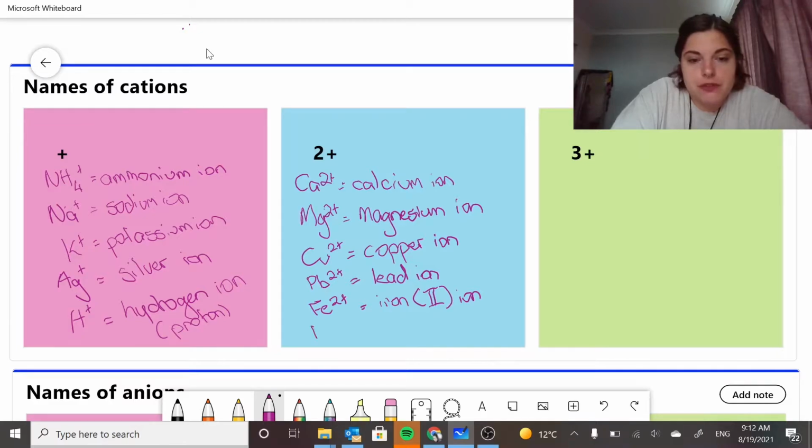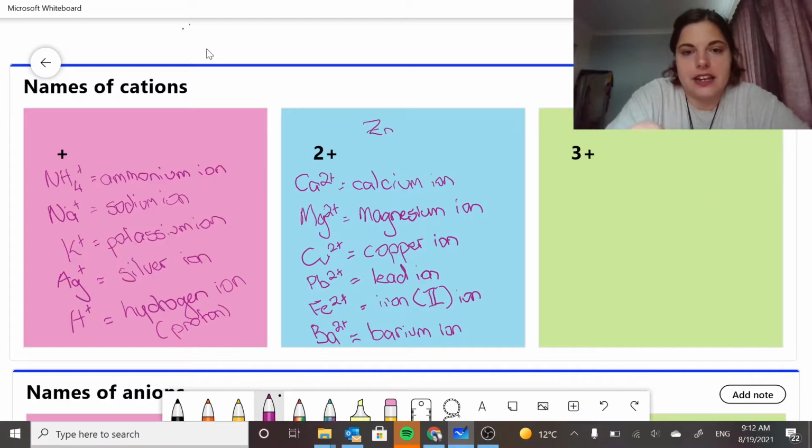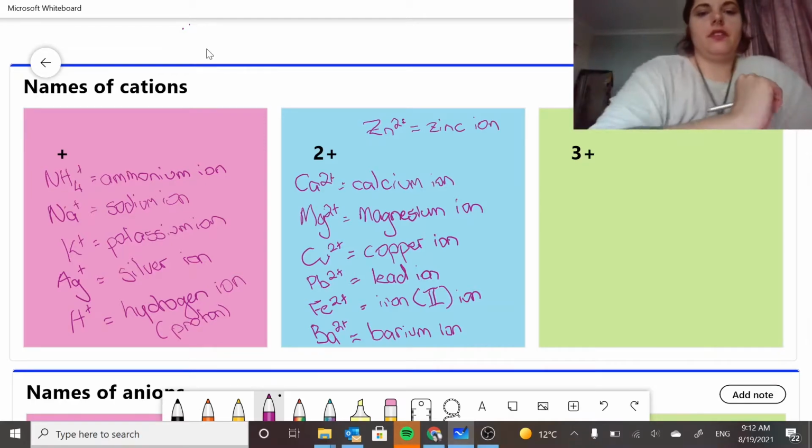So moving on, we've got Ba2+. What do you do with dead bodies? You bury them. So that's your barium ion, and I've sort of run out of space, so we'll go back up the top. We have got Zn2+. And this is your zinc ion. Alright.